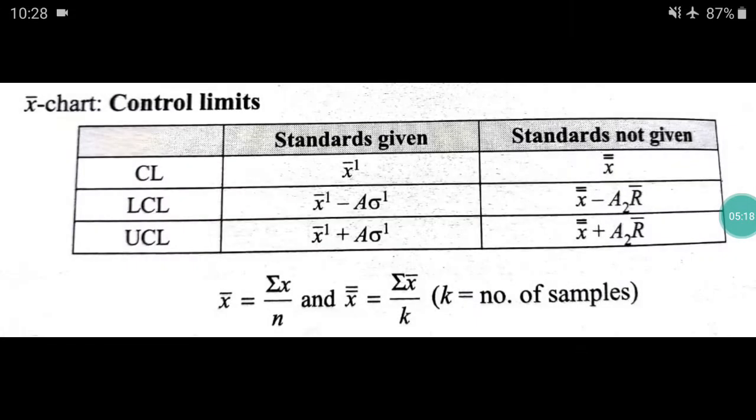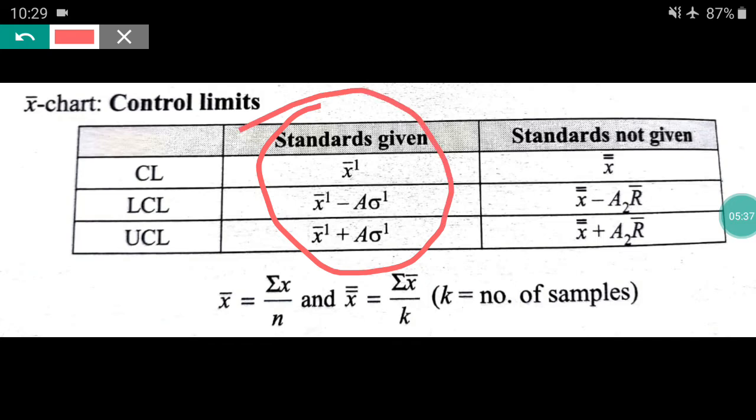Now next, first we will discuss the X bar chart. We call it the mean chart. In the mean chart we have control limits when standards are given. It is not compulsory for our examination or syllabus. We'll discuss it after completion of this module. We will solve the standards-given problems later. First we will solve the standards-not-given problems.